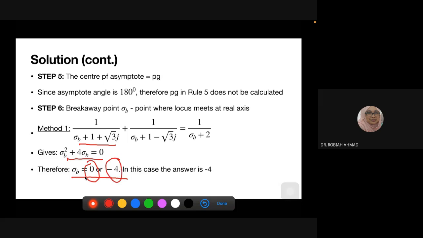Okay, let us go back to our case tadi. Kita ada dekat sini minus 1 dengan j square root 3, minus j square root 3, then minus 2. Kita punya zeros. Okay, so ini poles. Ini poles.